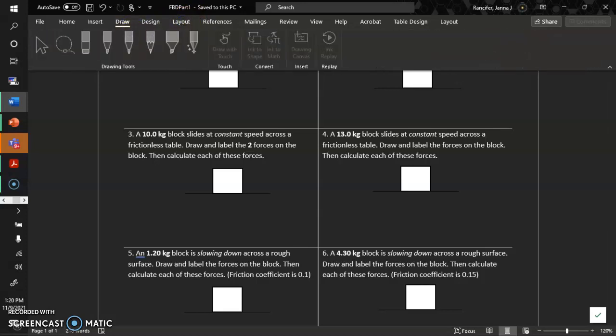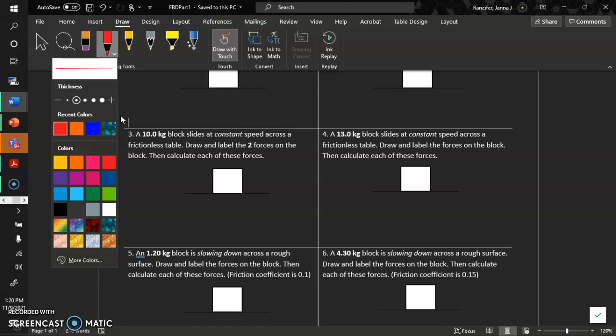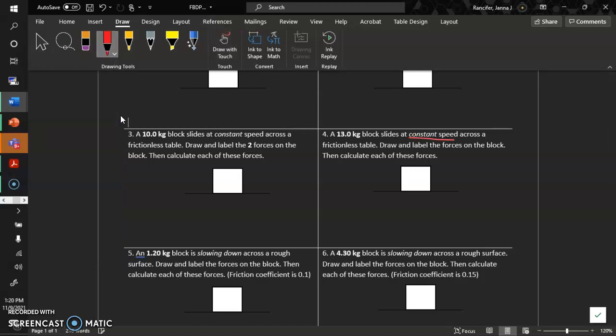So this is going at constant speed, which means that the net force on this object must be 0. Make a little note for yourself. Constant speed, F net equals 0. So that means all the forces are balanced.